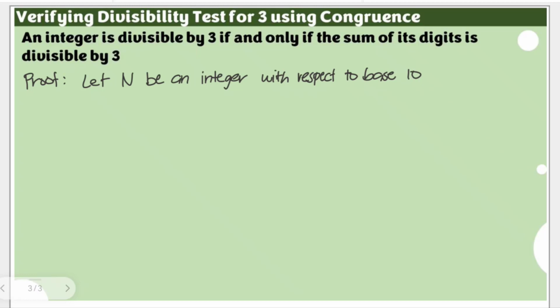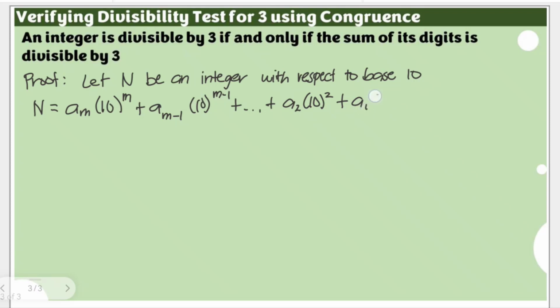If we have this now, we can rewrite n as a sub m times 10 to the power of m. This will be the first digit, plus the second digit times 10 to the power of m minus 1, plus dot dot dot, plus a sub 2 times 10 squared, plus a sub 1 times 10, plus a sub 0 times 10 to the power of 0, which is 1. This will be our units digit, tens digit, hundreds digit. The a's will be our first digit and second digit.